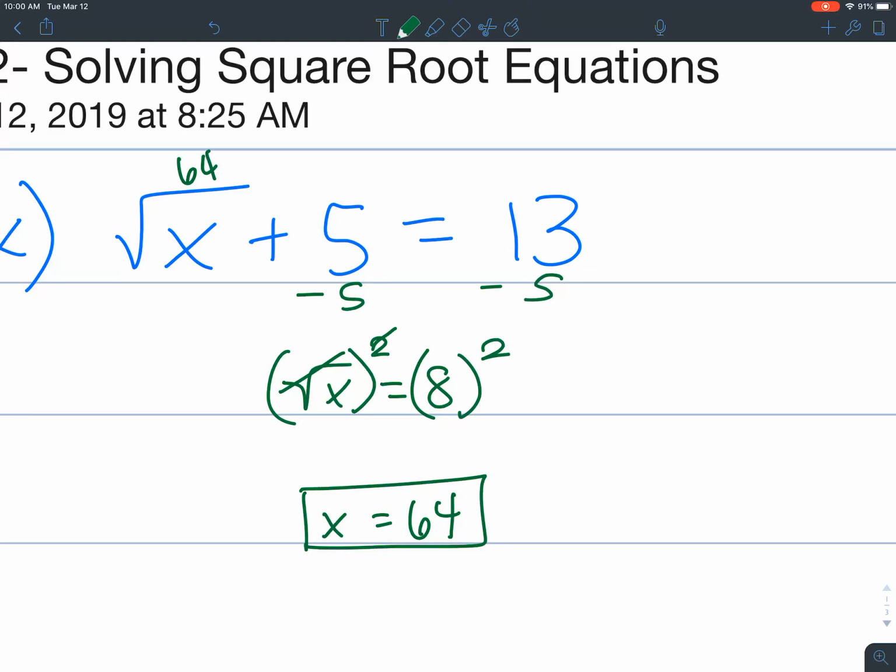Okay, if I put 64 in, then I get square root of 64 is 8. 8 plus 5 is 13. Yes, that does work.